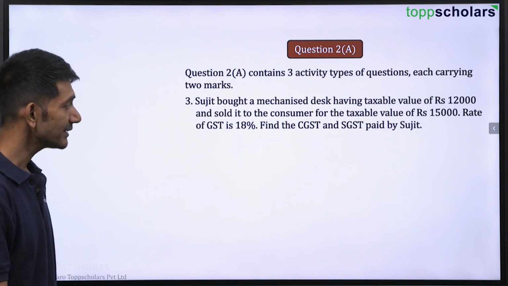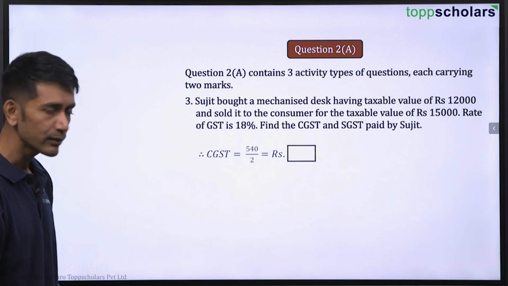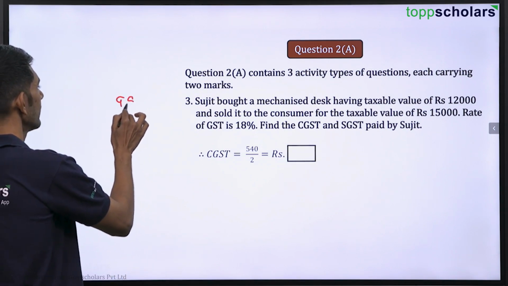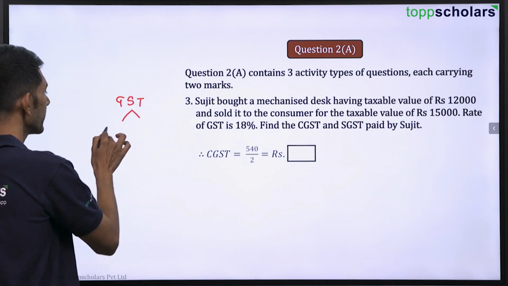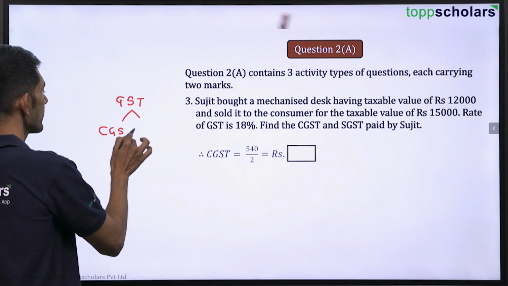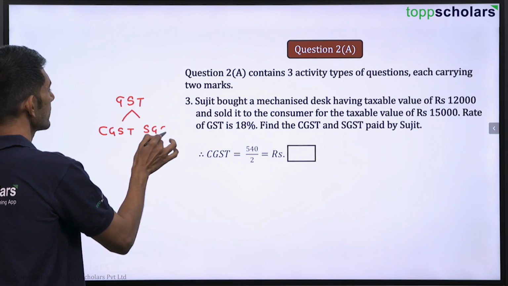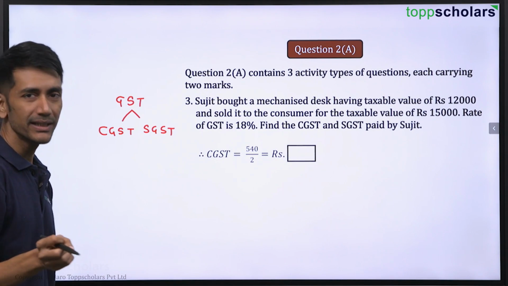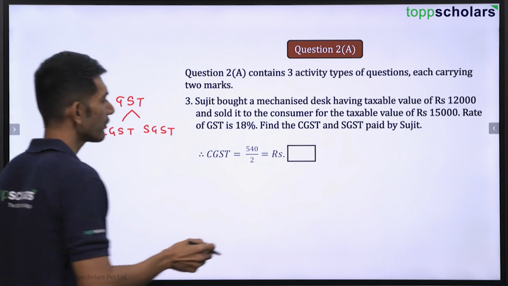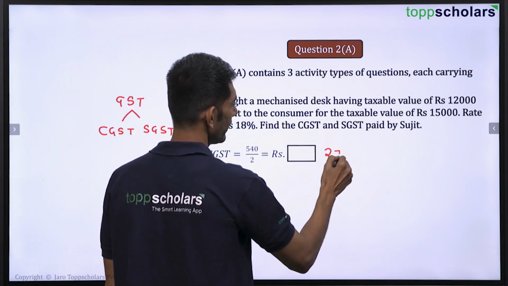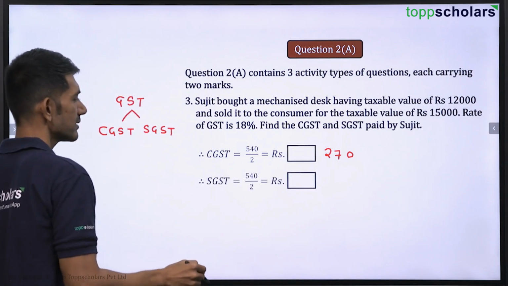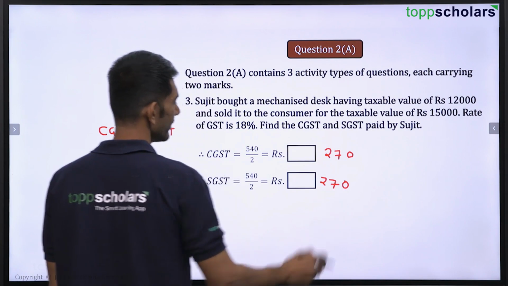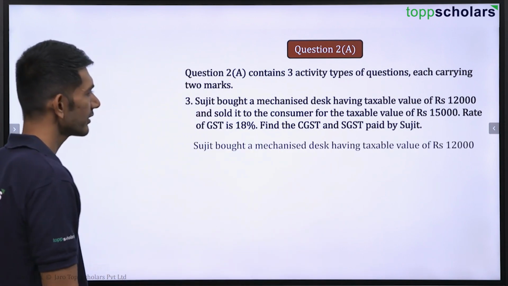Now the question says CGST and SGST, and you know that once you get the GST, you can easily split it into CGST and SGST just by splitting it equally and dividing by 2. So 540 divided by 2 is 270, and then SGST is again, we don't have to use any calculation here, directly we'll get 270. So here is the solution.